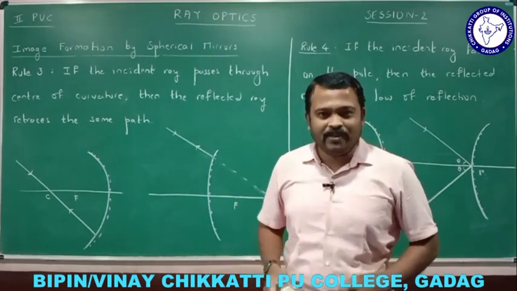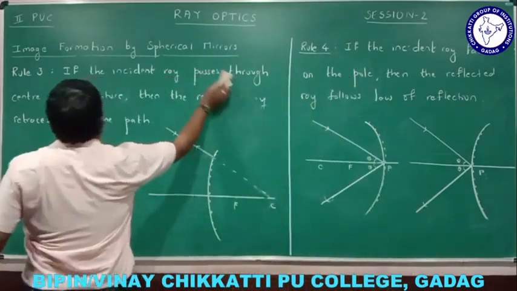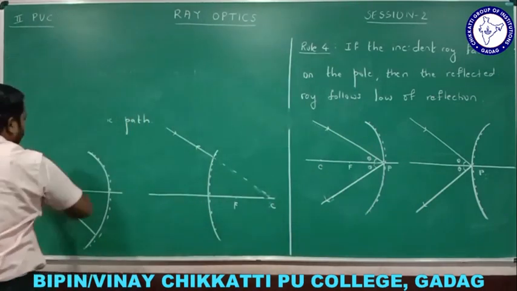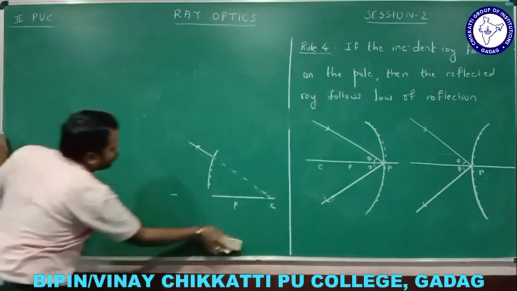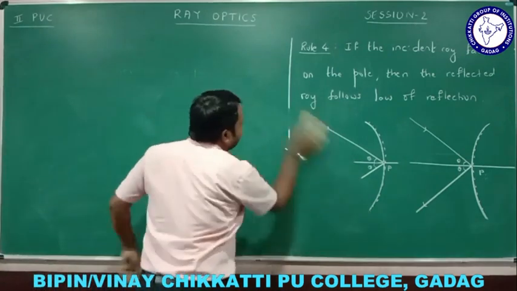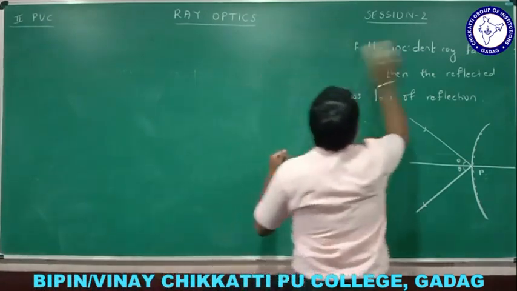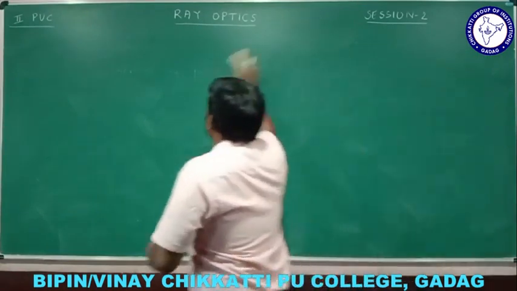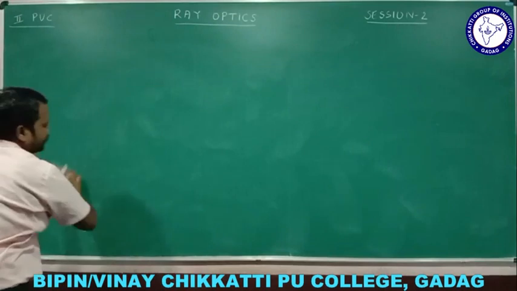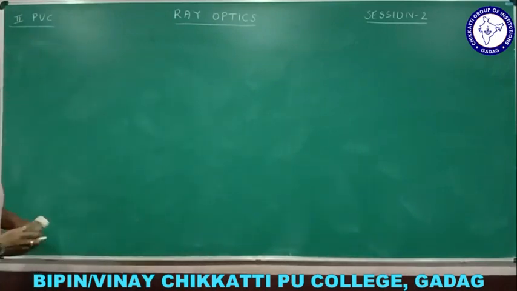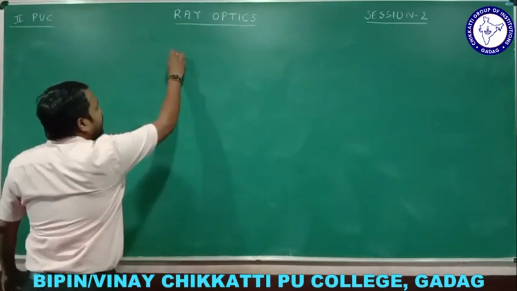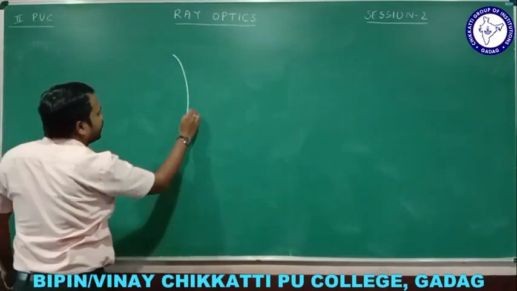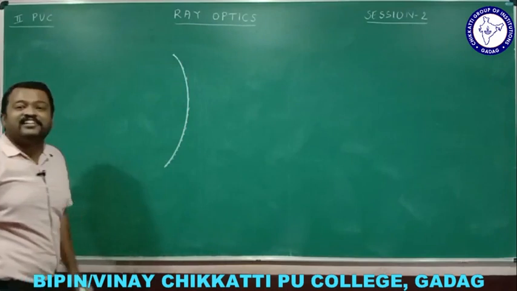Let me take an example and check how the image is formed by the spherical mirror. Let me use these rules and find where the image is formed if the object is in front of the mirror. Let me take an example by taking a concave mirror. This is a concave mirror whose reflecting surface is inside the curve.